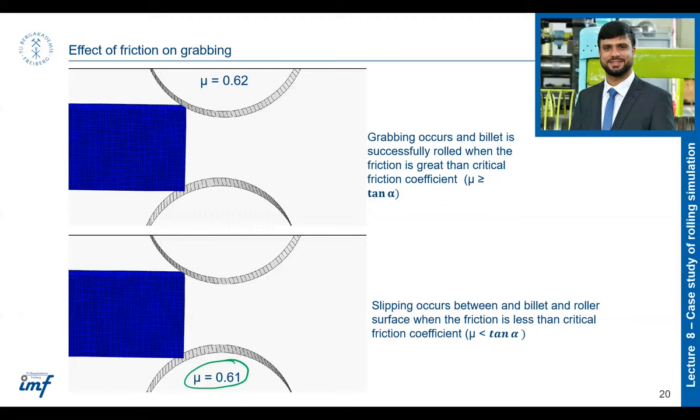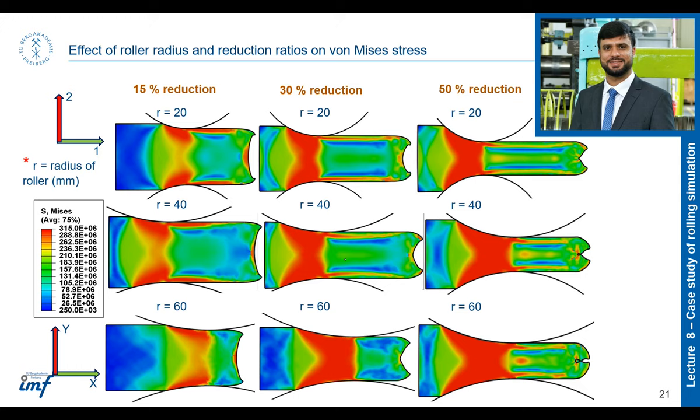Then let's come back to our boring slides again. And as we discussed before, we are using three different roller radii, what we discussed in the diagram before. So 20 millimeter, 40 millimeter, and 60 millimeter. And we are using three different reduction ratios, 15%, 30%, and 50%. And these are the outcomes.